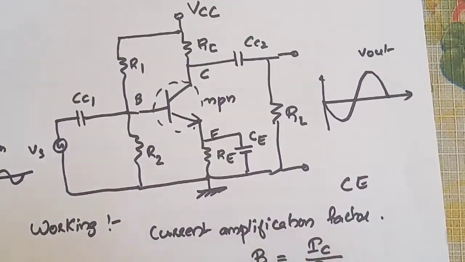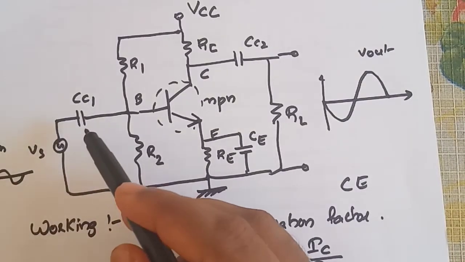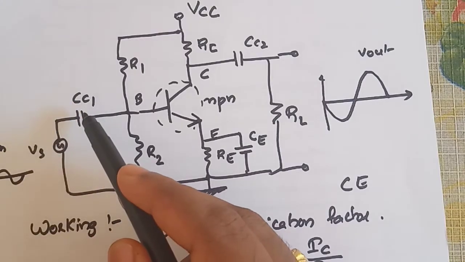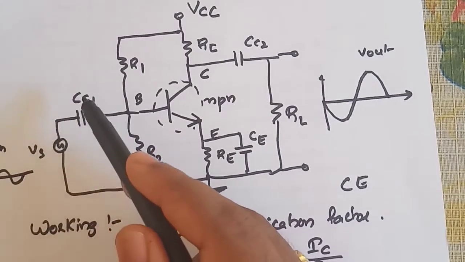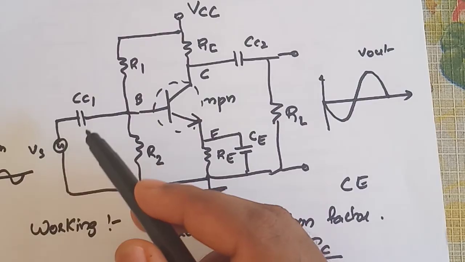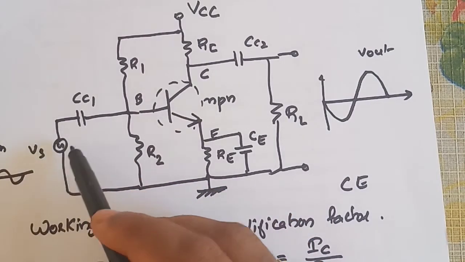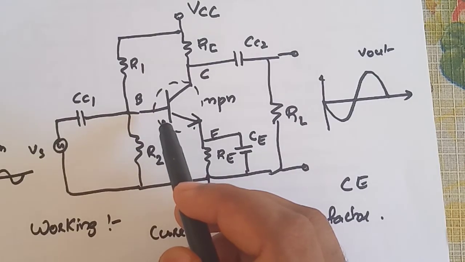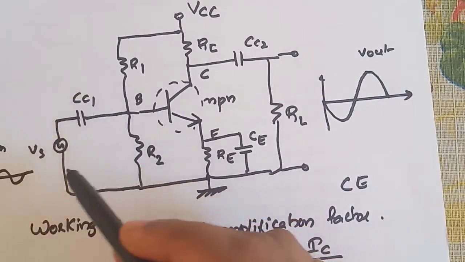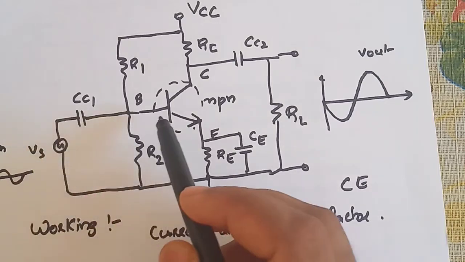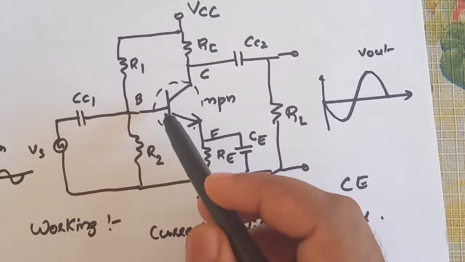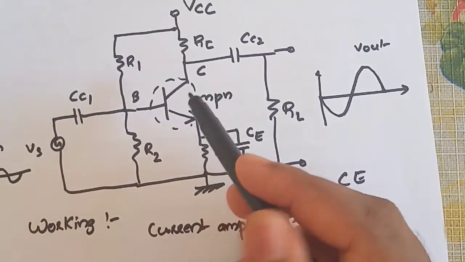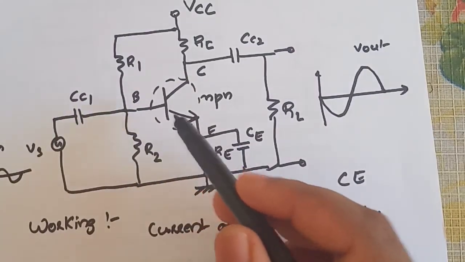This is the circuit diagram. At a low frequency, the reactance is high, that is, this coupling capacitor offers a high resistance. So only a very small portion of the input will be fed to the base, and hence the gain decreases. That is the reason for the gain decreasing at low frequency.